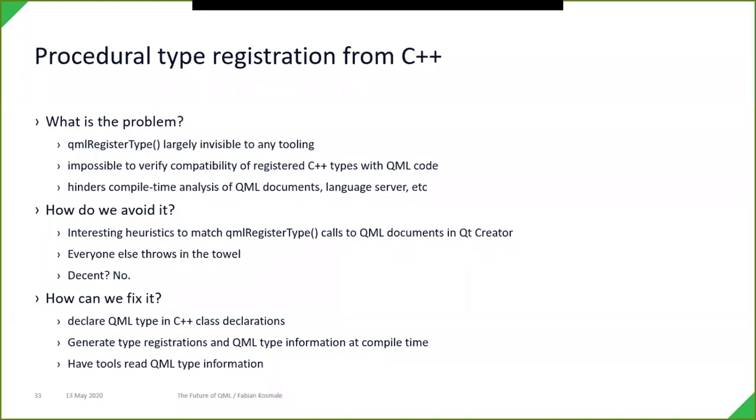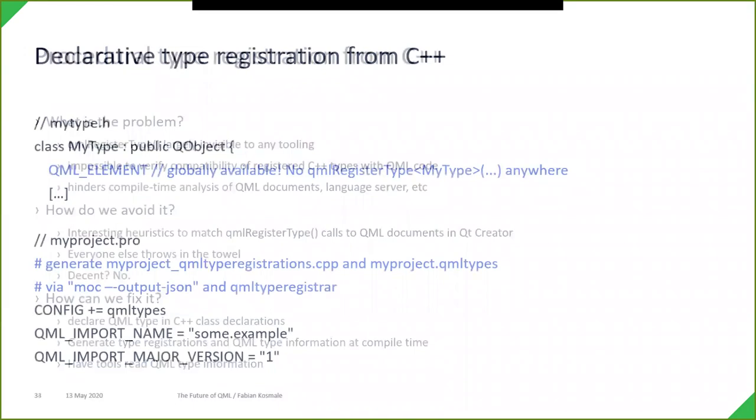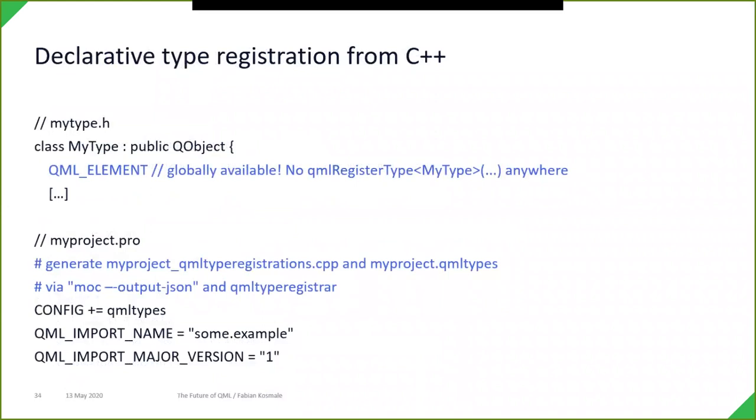So how did we fix this issue? Well, the idea is to use a declarative way to do the class registration to QML. And then we can generate some meta information from this registration, and our tooling can use that data to provide all the niceties that you expect. So how would this look?